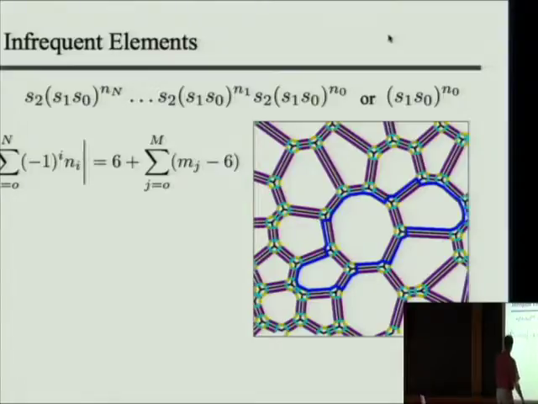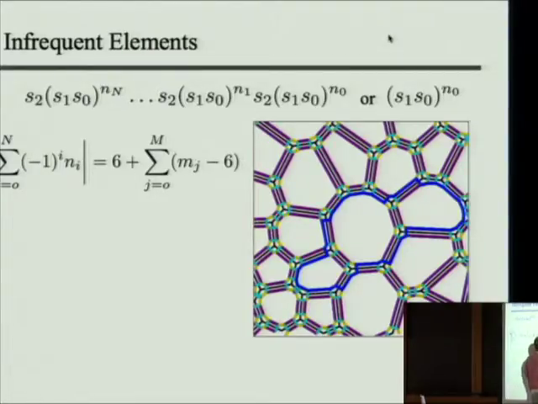So let me explain what this is. I'm taking these numbers here, these integers. I'm taking the alternating sum over all the integers that represent that path, and you take the absolute value. So that's some quantity. What's on the right-hand side? These m_j's are the number of sides of the j'th polygon that is contained in your loop.